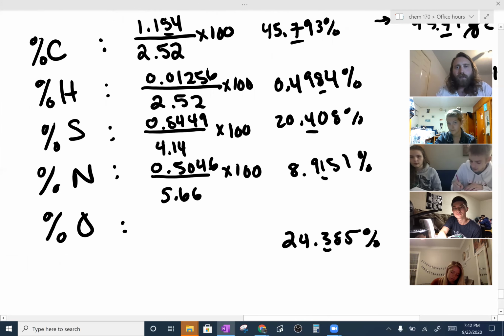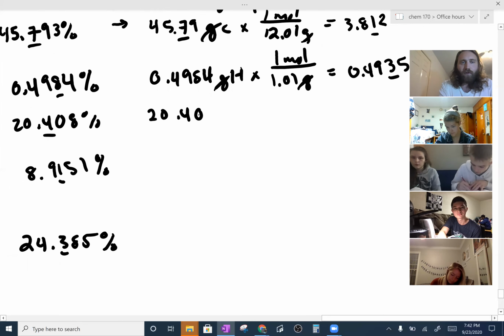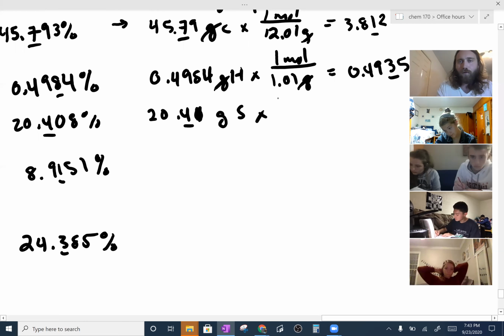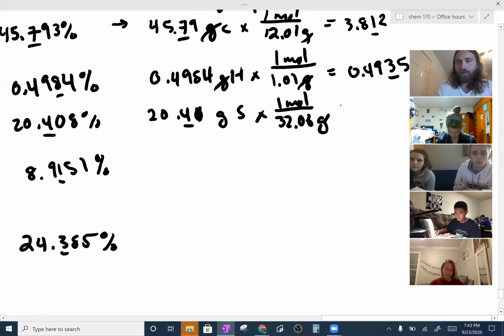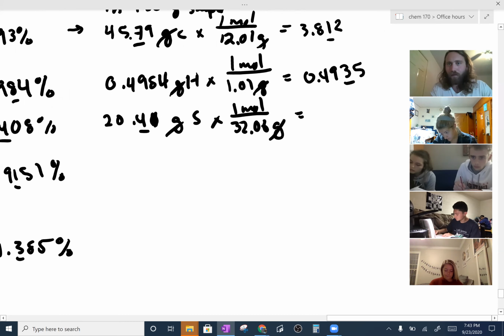Okay, next, is this sulfur? Yeah. So if I have 20.41 grams of sulfur, I multiply this by sulfur's atomic mass, which is 32.06. Inverse, 1 mole divided by 32.06 grams. Grams cancel out. So we end up with 20.41 divided by 32.06, and that ends up being 0.6363 moles of sulfur.